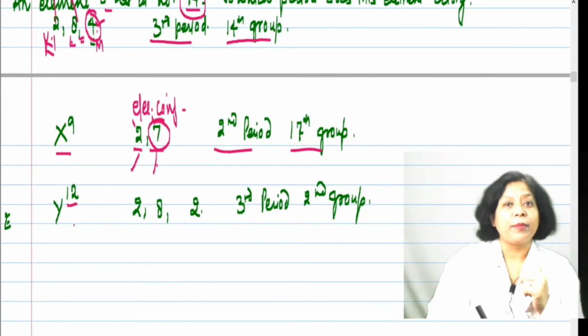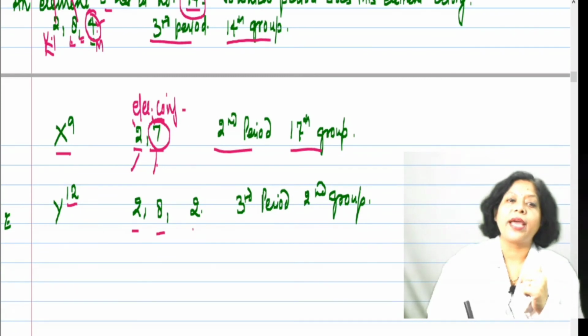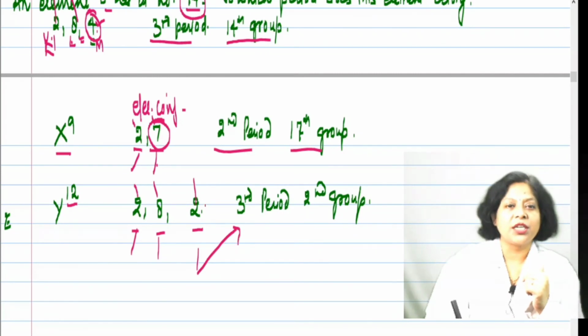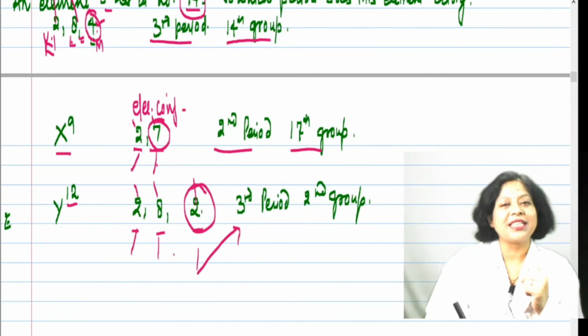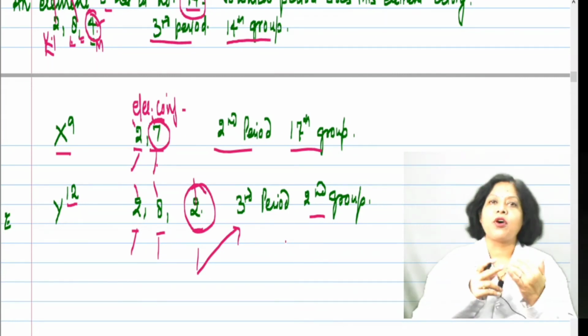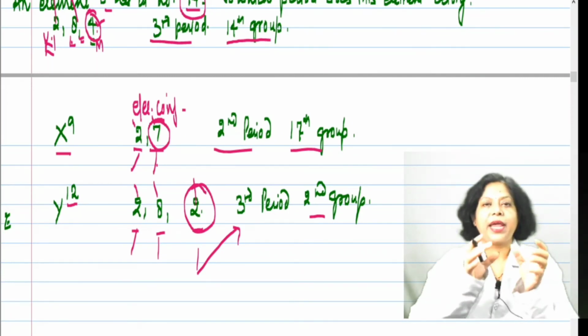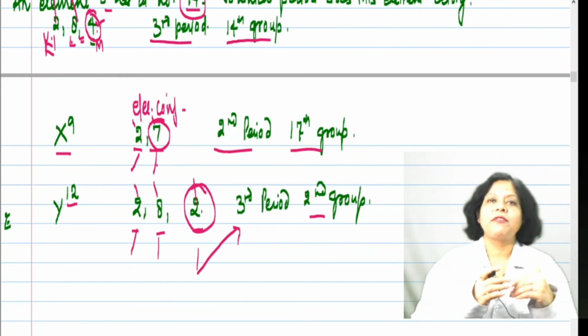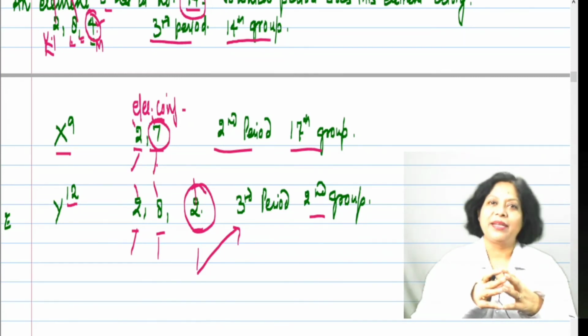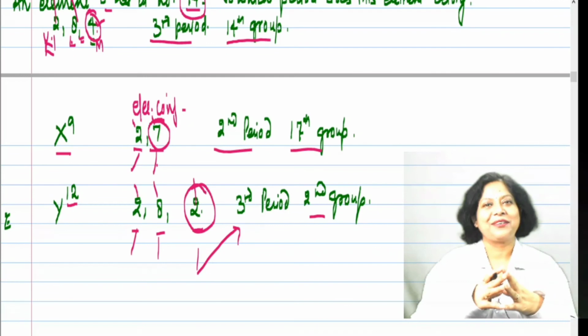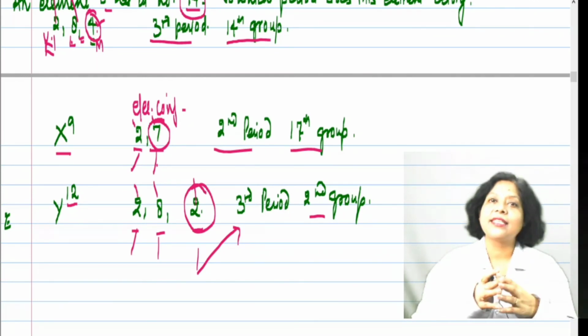Likewise, children, if the atomic number is 12, we write this as 2, 8, 2. So first, second, third shell, that means it belongs to the third period. It has 2 electrons in the outermost shell, that means it belongs to the second group. Is this clear? So by knowing the atomic number, we can break it into electronic configuration, and with the help of electronic configuration we can predict the position of the element in terms of periods and groups. Now your target is to select a number and try to give the position. Okay, thank you.